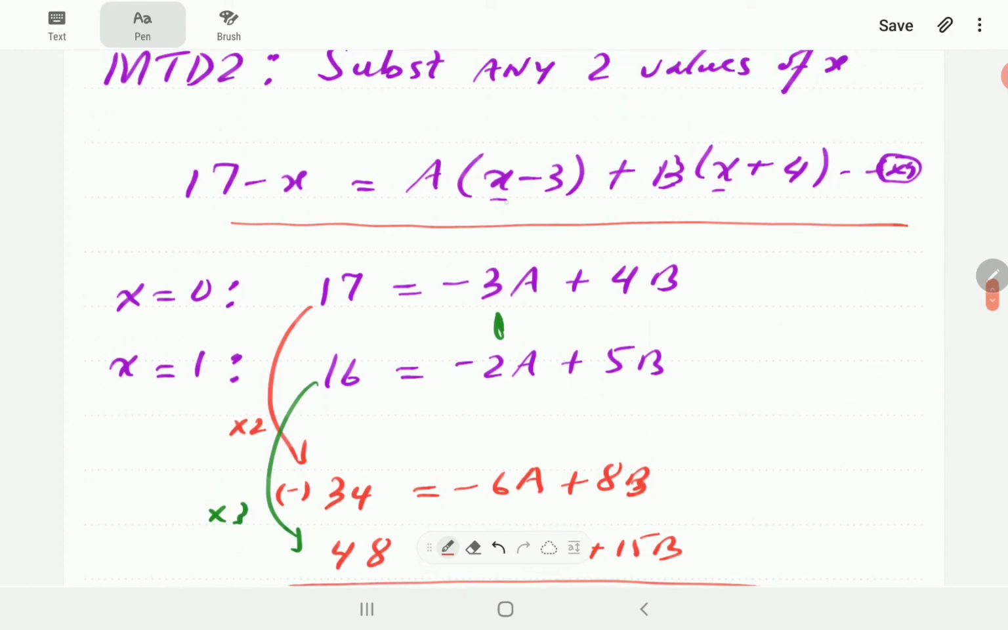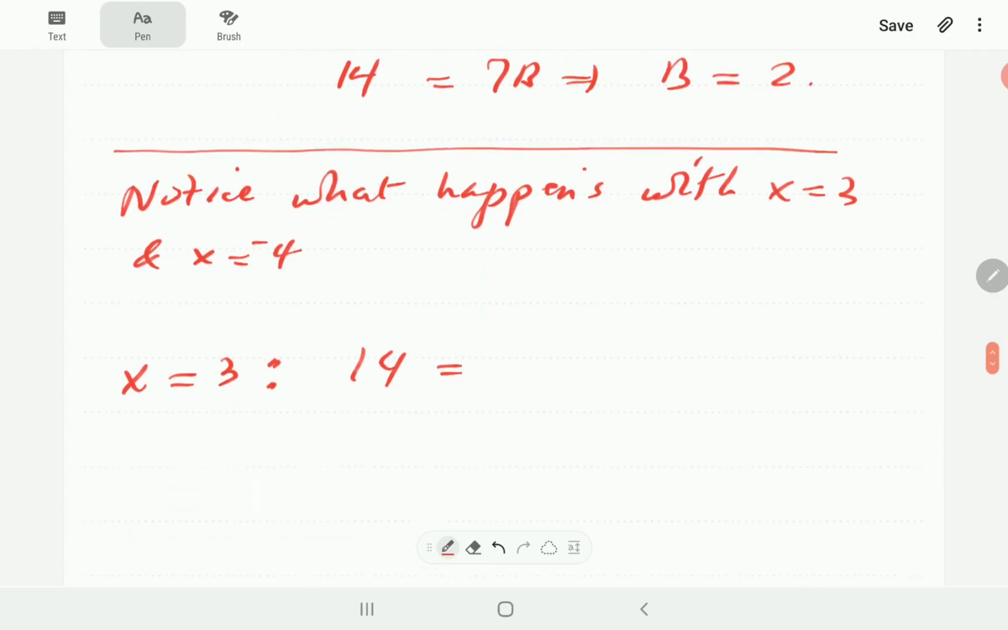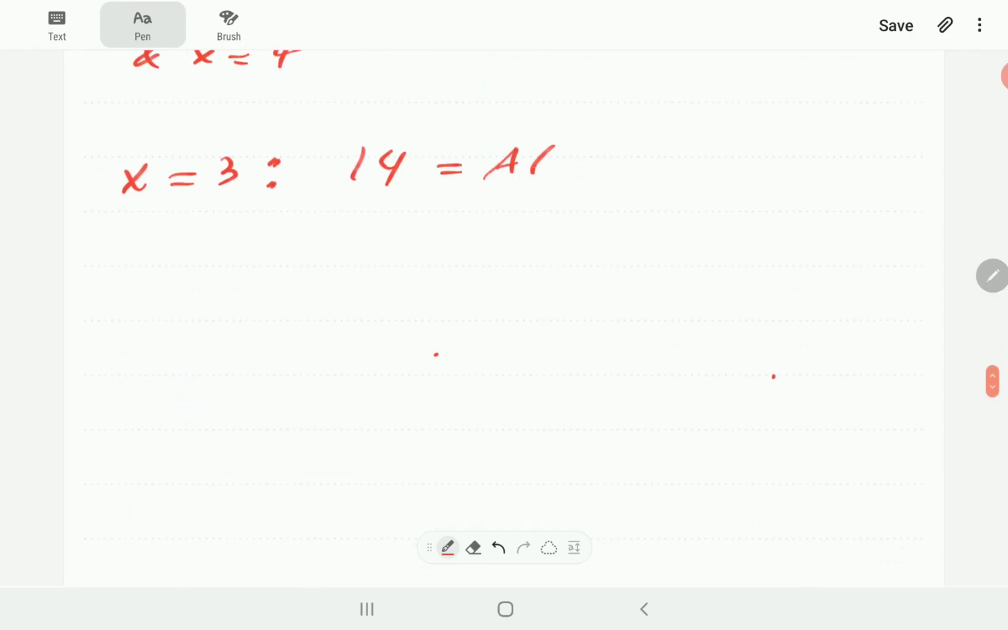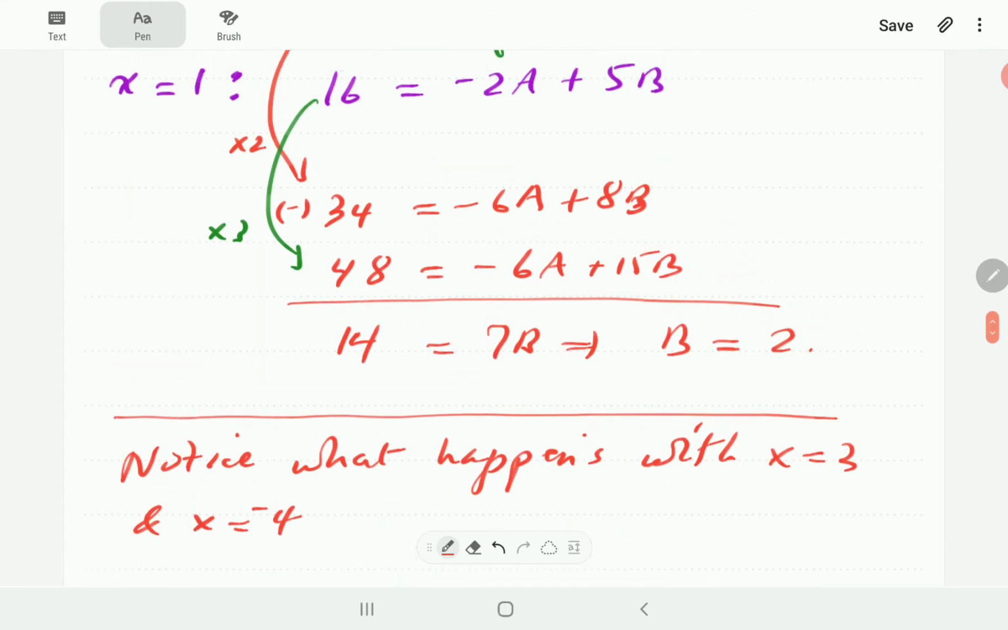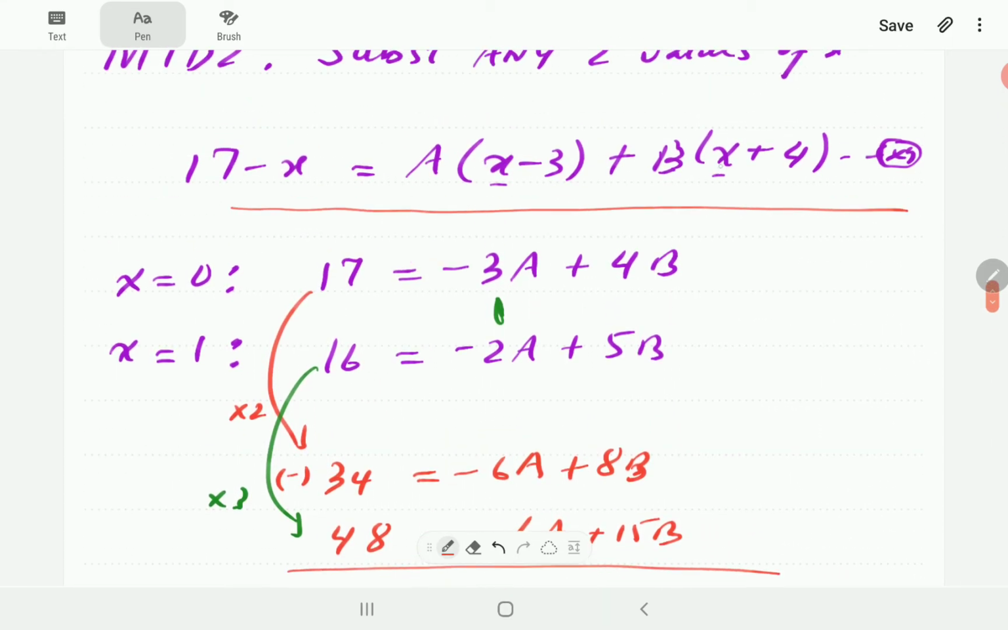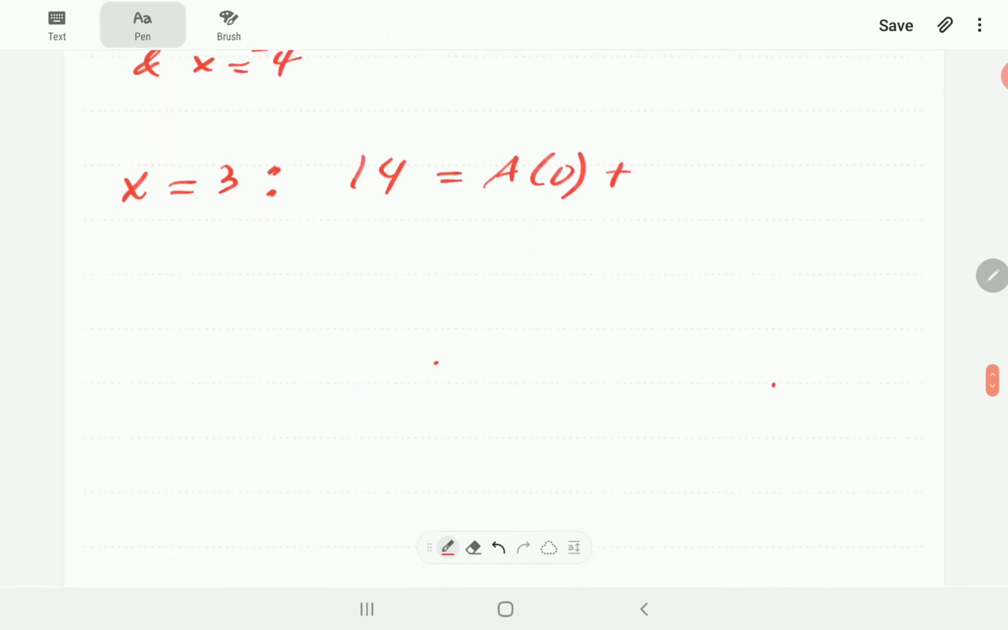The first term here is going to be 3 minus 3. So 3 minus 3 is 0. Then the second term is going to be b times 3 plus 4. 3 plus 4 is 7. Now from here you can see that a is going to disappear, so this is just 7b is equal to 14, and so b is equal to 2 straight away.